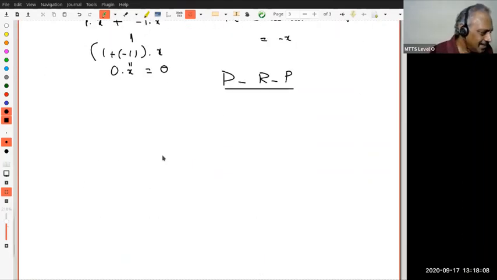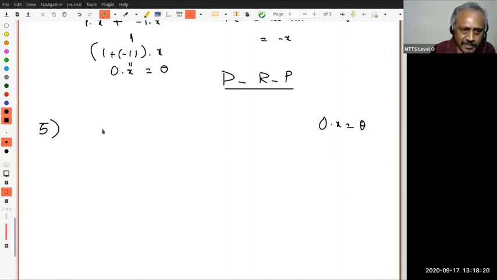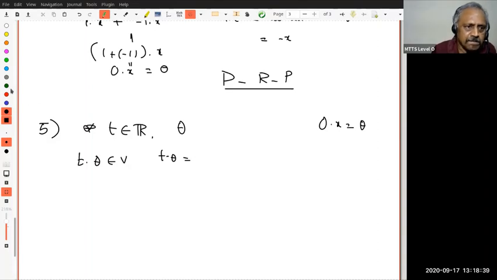Okay. Now, what is the fifth one? The fifth one says we showed 0 times x is theta. Now, what is the other one we would like to say? Suppose t is a scalar and theta is the unique additive identity. Then I can ask what is t times theta. This is defined, right? This must be a vector in V. I want to know what is t times theta. I'm sure all of you have a guess. I would like to say theta, right?